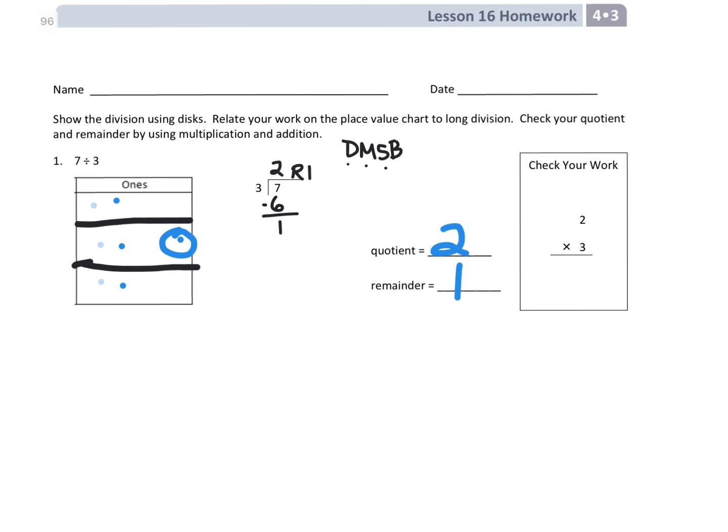So if we take 2 times 3, we get 6. It should match what's inside the box. It's close. It's 6. It should be 7. But you also have to add on the remainder. That one extra dot we have right here, we need to add that on. Once we add on the remainder and we see that when we check our work we get a 7 here and it matches up with this dividend, we know we've got that answer correct.